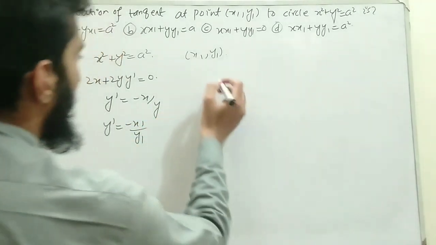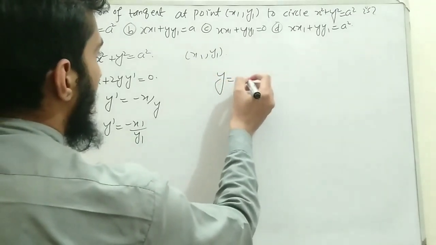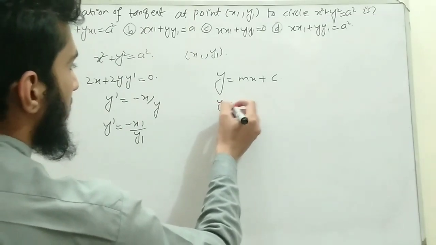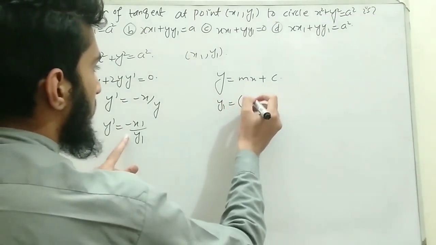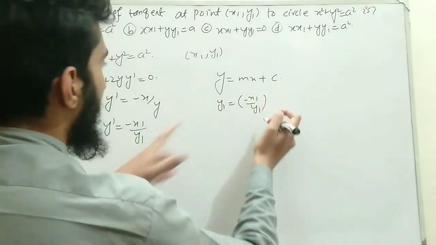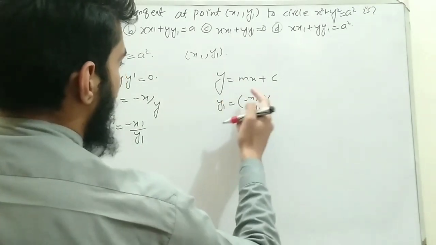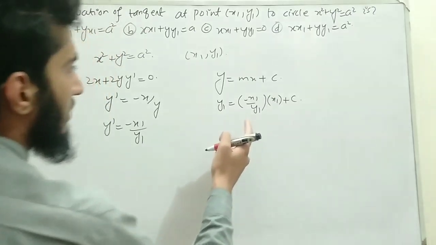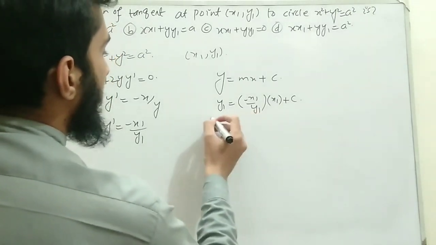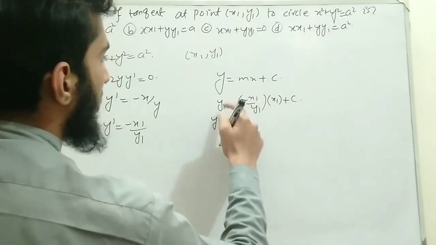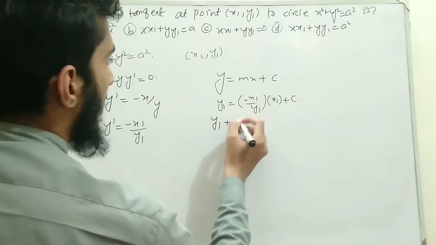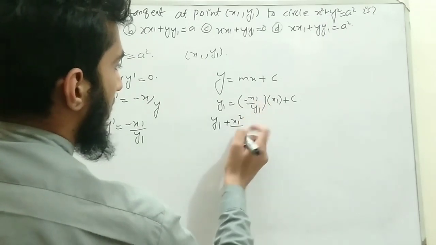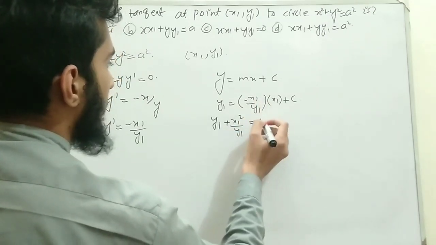After this, we have the equation y is equal to mx plus c. Here y is equal to y1, m is the slope, which is minus x1 divided by y1, and here x is actually x1, plus c. After this multiplication, we can write y1, moving to the left hand side, it becomes plus x1 square over y1 is equal to, let's suppose this is our c.